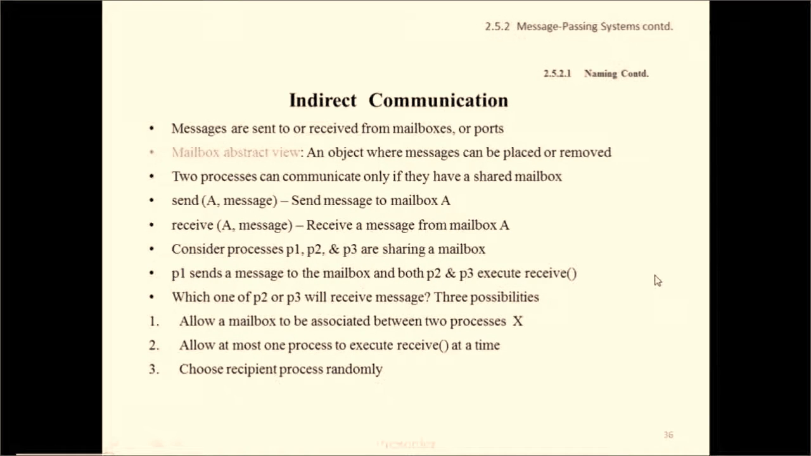Indirect communication. Messages are sent to or received from mailboxes or ports, typically mailboxes. A mailbox, in abstract view, is an object where messages can be placed or removed. So somebody can push messages into the mailbox and somebody can remove messages. Two processes can communicate only if they have a shared mailbox. That's not true.